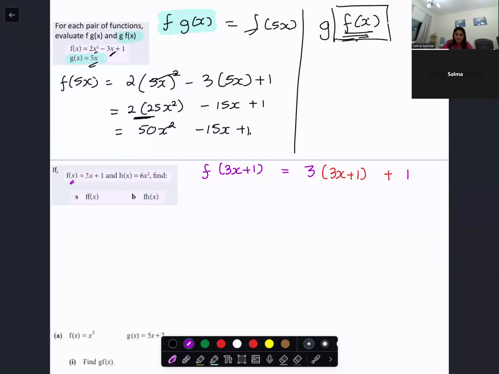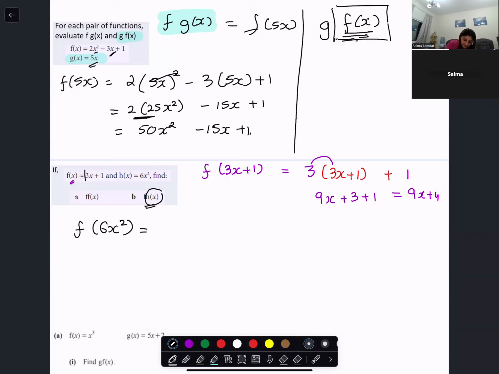So this would become 9x plus 3 plus 1. So this would become 9x plus 4. Now this one, f of h(x). Instead of h(x), I will put the function of h(x), that is 6x^2.